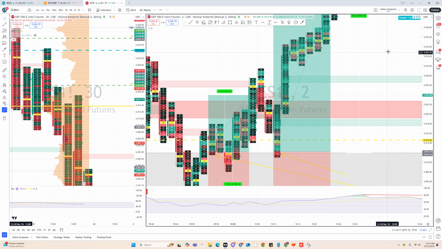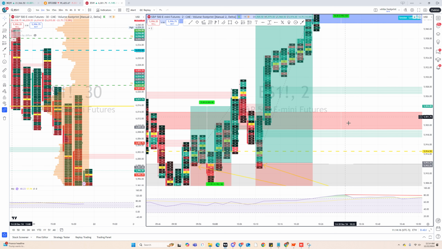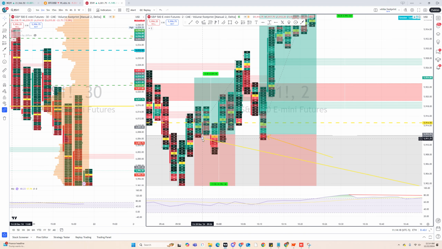The moment you see a stack imbalance, okay, like this, see how it repeated here? And NinjaTrader does not have the stack imbalances like this. It doesn't show them like this. There's only a couple of platforms that I know. So this one right here, stack imbalance. See this one here, stack imbalance.